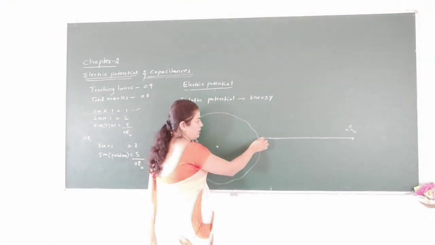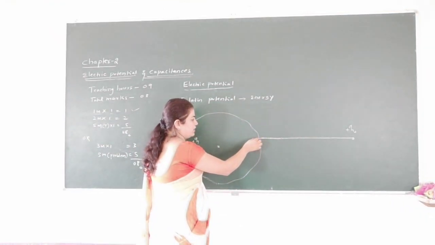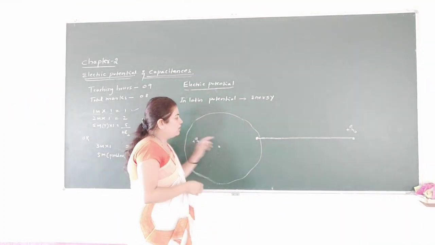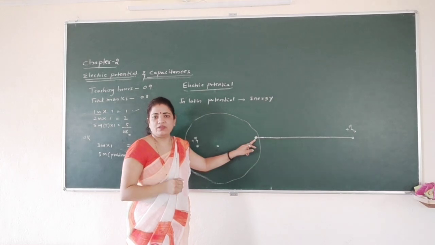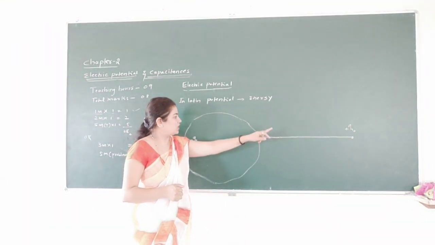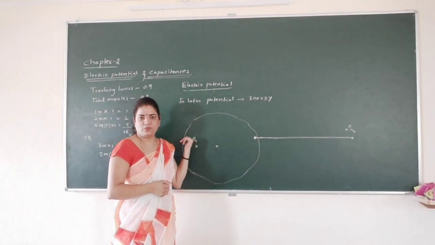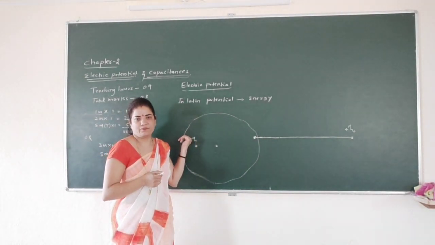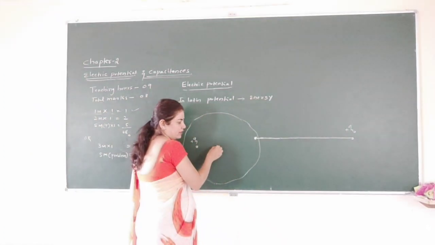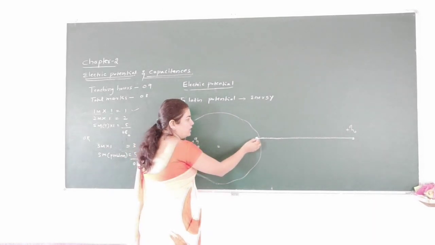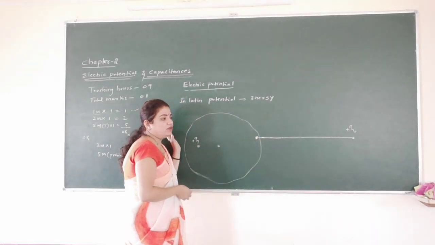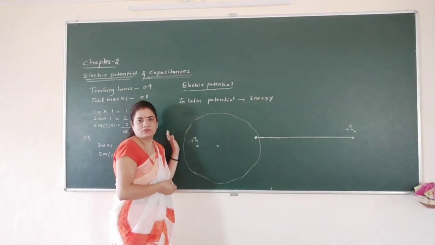Once this test charge enters the electric field, it starts experiencing electric force which is repulsive. Why is it repulsive? Because the test charge is positive and the source charge is also positive, and like charges repel. We are bringing that test charge to this point, but when it enters the electric field, it experiences repulsive force.